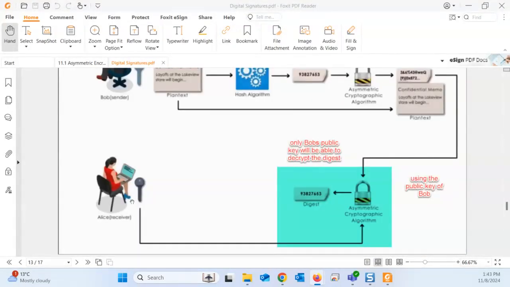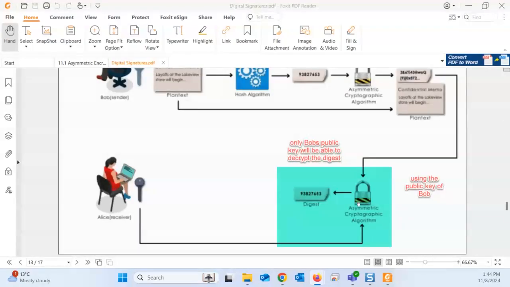Now, when Alice receives this message, before she does anything with the message, using the public key of Bob, she will decrypt the digest, and only Bob's public key will be able to decrypt that digest. Because in the first slide, when I was showing you the example, he had already given his public key to whom? To Alice.